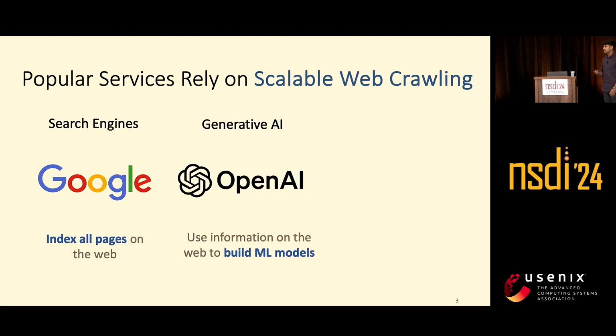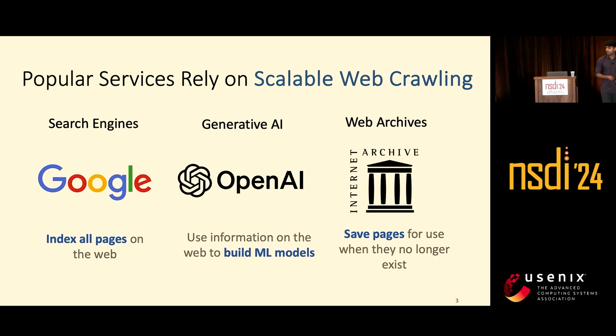More recently, there has been an explosion in the use of GenAI tools. Now, these tools also rely on crawlers to be able to extract information from the web so they can train and build ML models efficiently. There are a large number of web archives, such as Internet Archives, that take multiple snapshots of pages using these crawlers so that users can visit them at some point in the future in case they cease to exist on the live web.